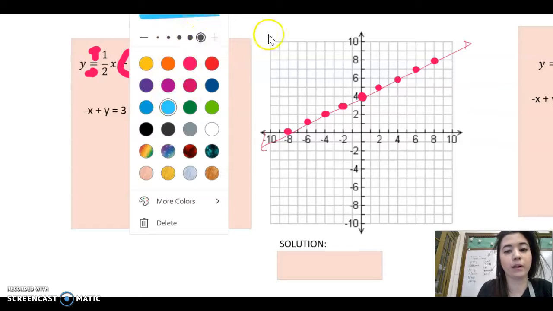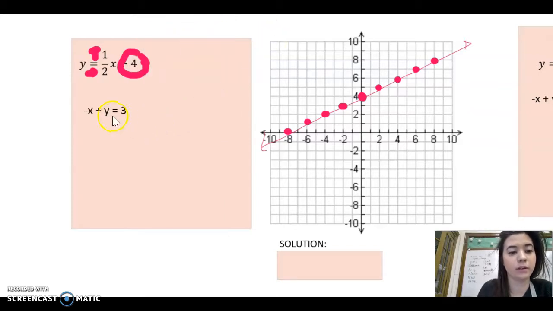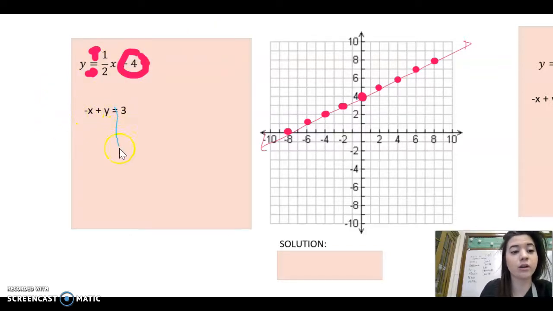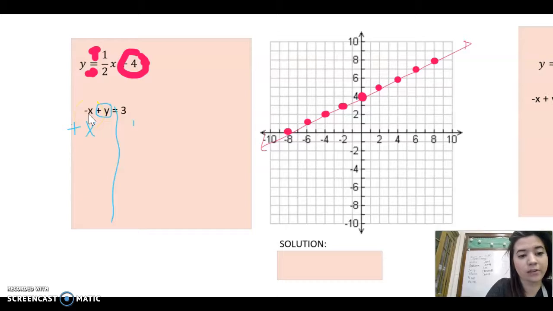Okay, now let's do the other one. Uh-oh. So this one doesn't look like it normally does. This one's in standard form. Our x's and y's are on the same side. So we have to solve for y. I want y by itself. I have a negative x, so I just have to move that x over to the other side by adding it. And there is our new equation.